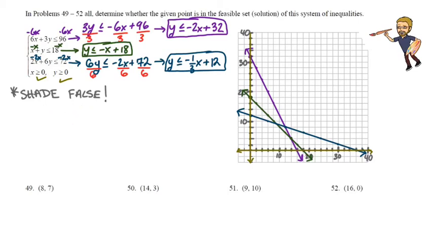So for y equals 0, right? Since it says greater than, we're doing the false of that. We're going to shade all the stuff below this y equals 0 line. And for the x equals 0 line, we're going to shade everything to the left of it, right? All the stuff less than 0. So we're shading false here.